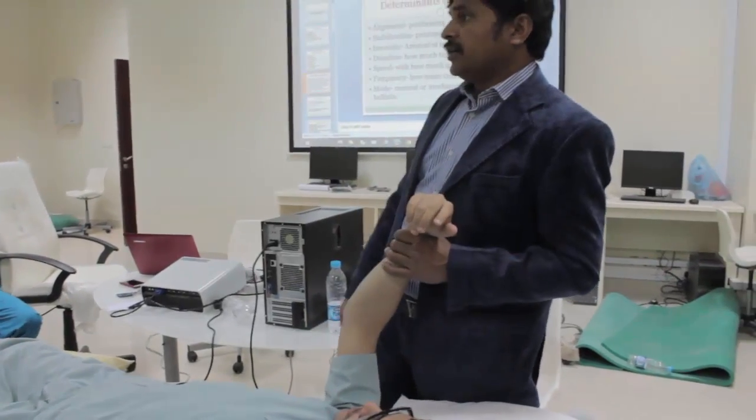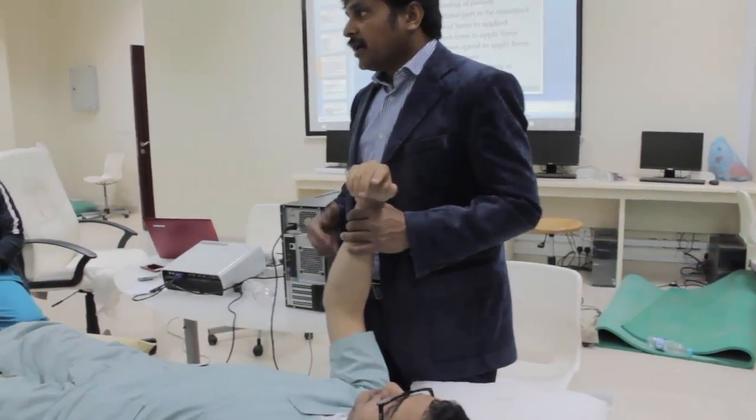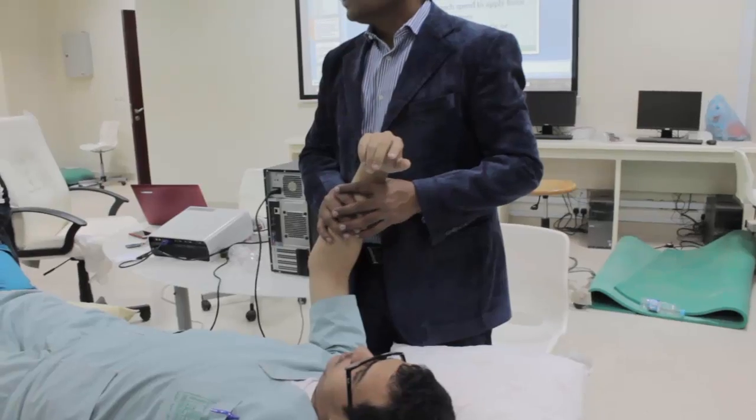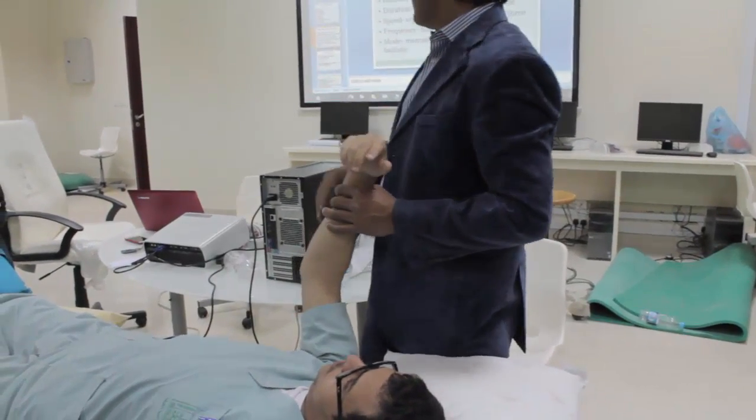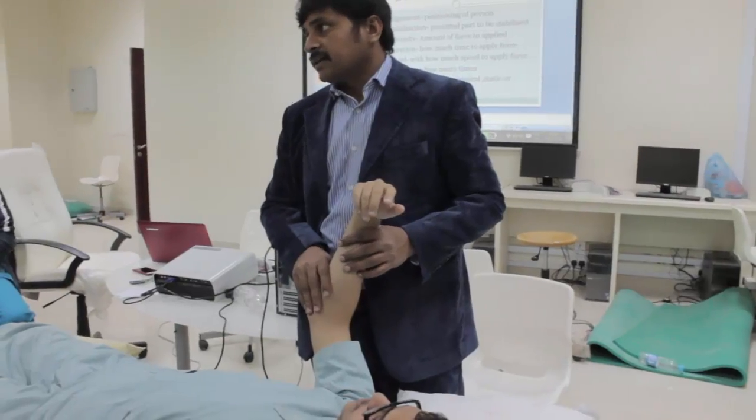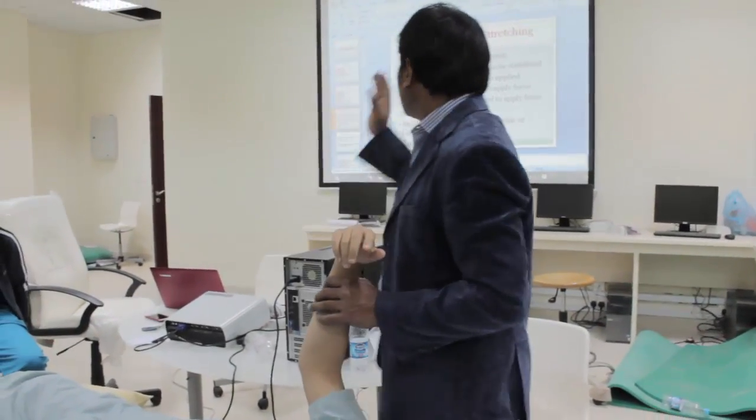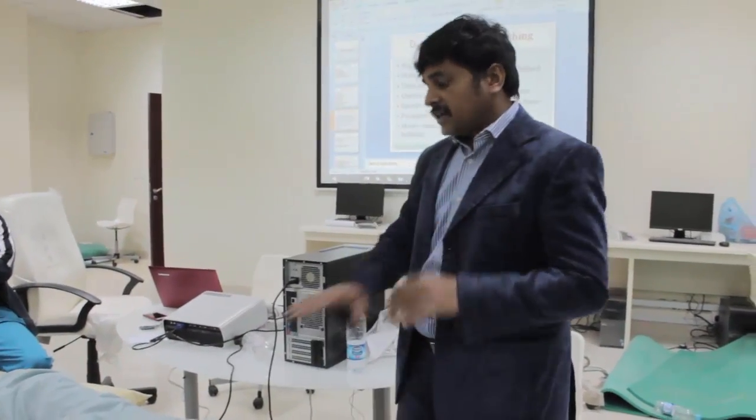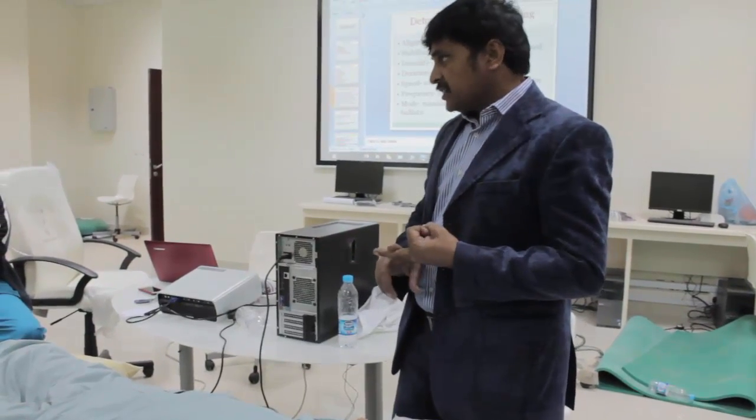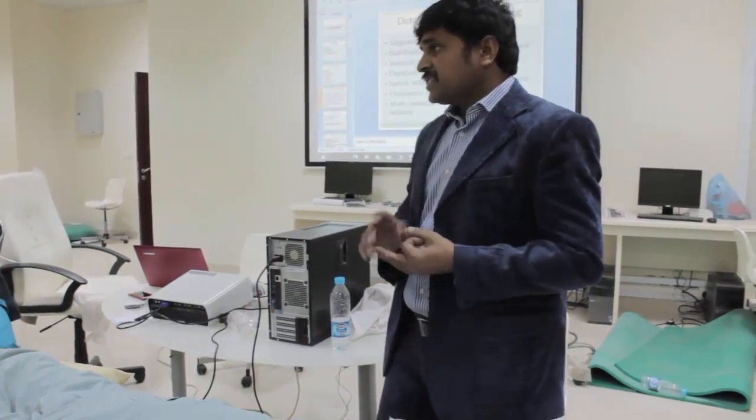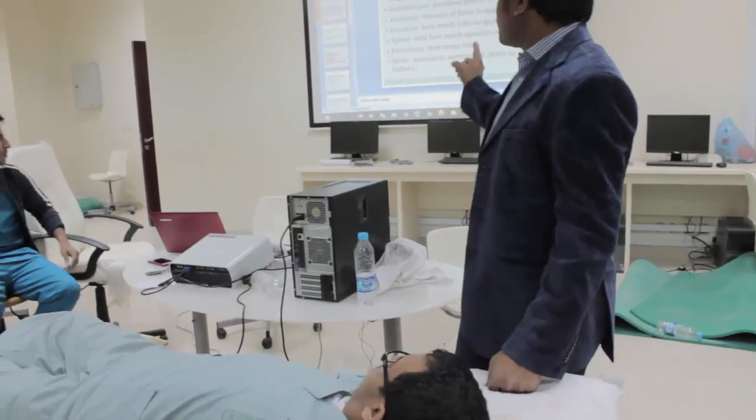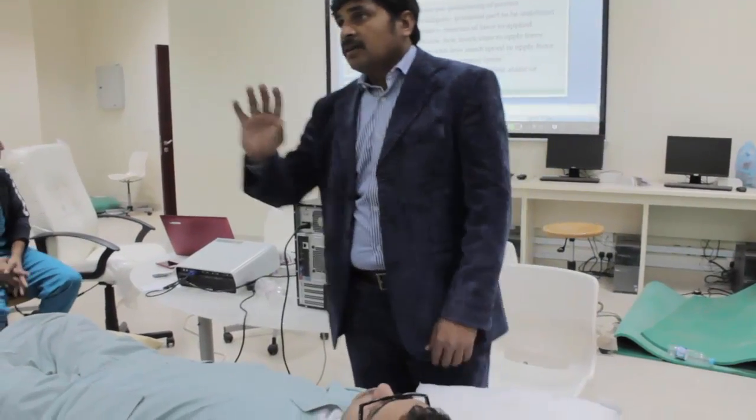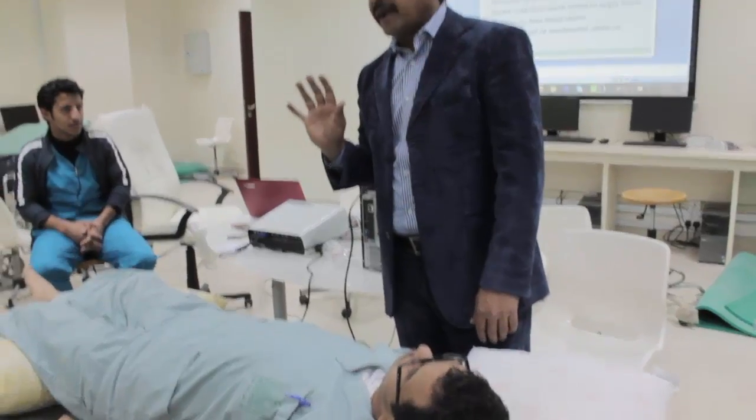Next is mode. How are you doing it? Manual means the therapist is doing it or a family person will do. Next is mechanical. So these are the determinants of stretching: alignment, stabilization, intensity, duration, speed, frequency, mode. This is what we need for practical.